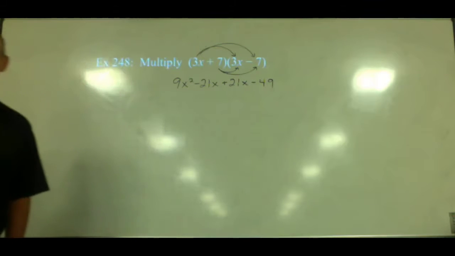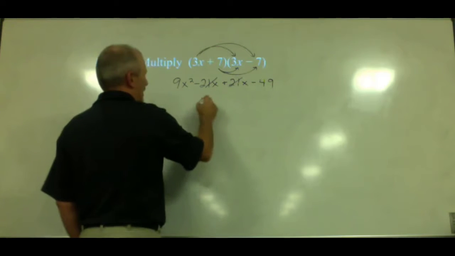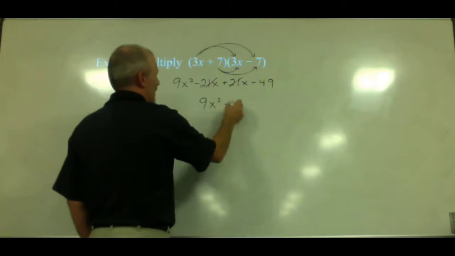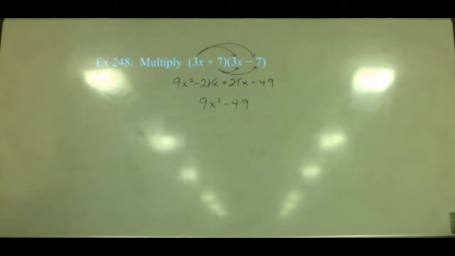And what happens? The middle terms cancel out. Negative, positive. Our final answer, 9x squared minus 49. So like I said, it's okay, and it will happen sometimes. It's okay for terms to cancel out. It'll happen in addition. It happens sometimes with multiplication. Okay, we okay to go on?